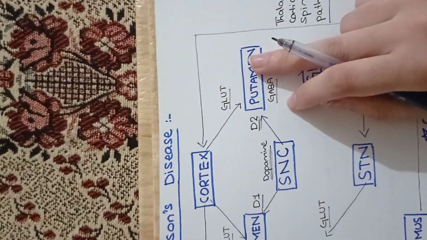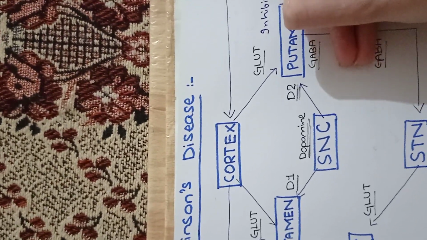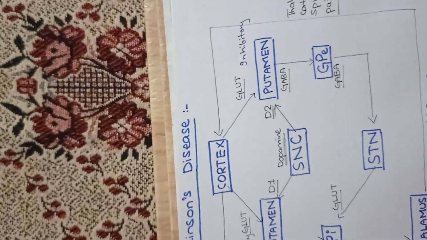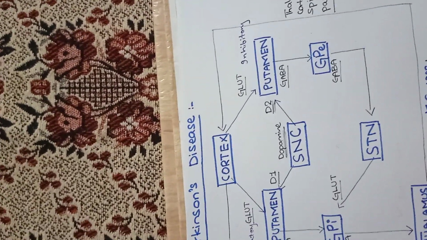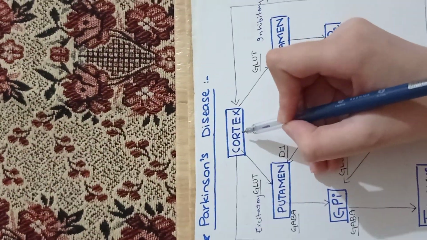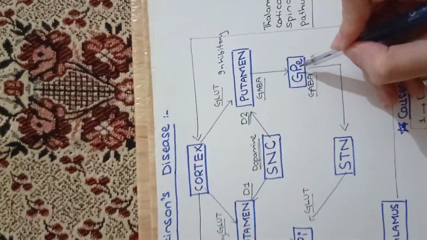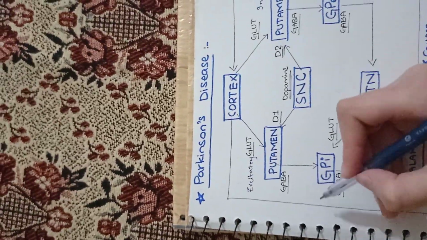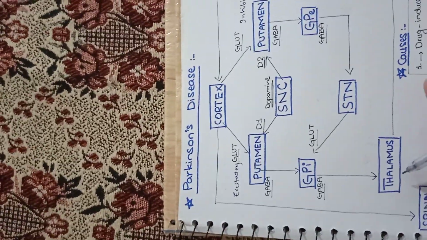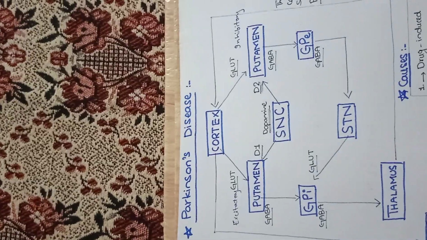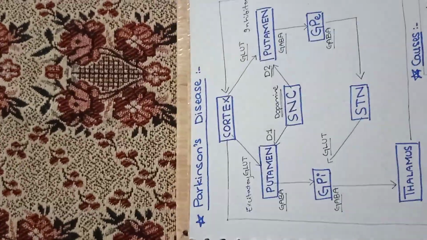Now the indirect pathway is inhibitory, and it prevents the undesired movements from occurring. It goes from the cortex to the corpus striatum, from the corpus striatum to the globus pallidus externus, and then to the subthalamic nucleus, to the globus pallidus internus, and then to the same thalamocorticospinal pathway. This is the indirect pathway. Now let's bring the dopamine into the picture.